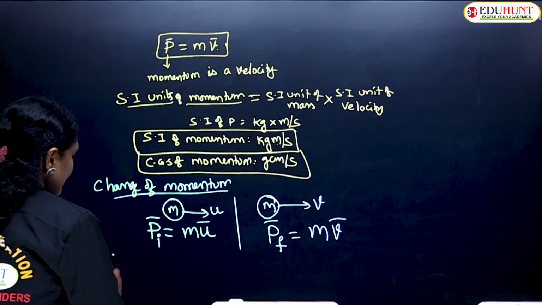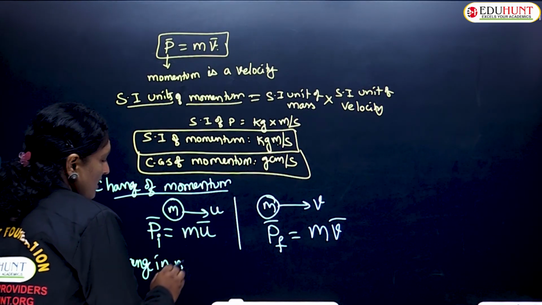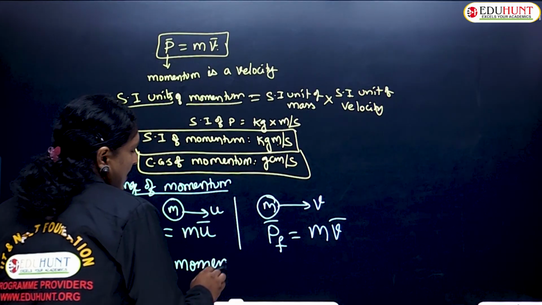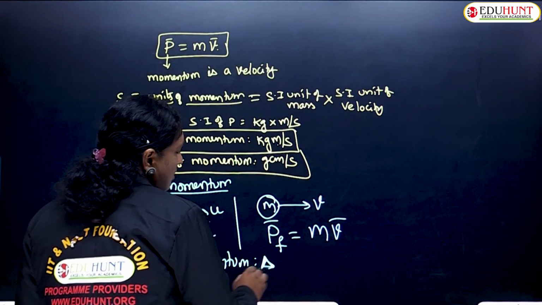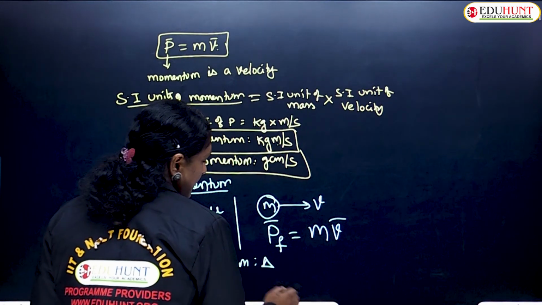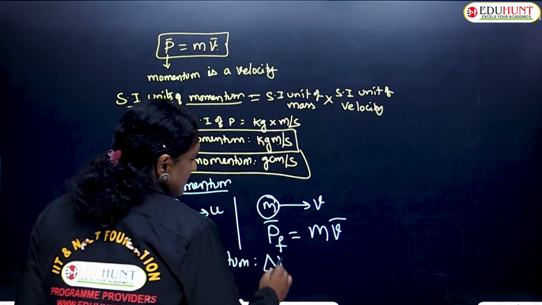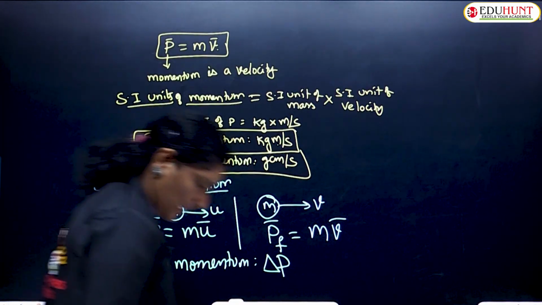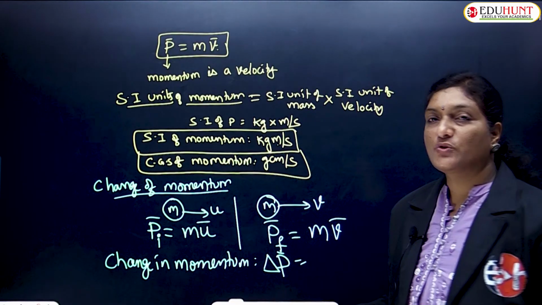Now in order to understand the change in momentum, the symbolic notation is delta. Change is always indicated with the letter delta, like this, children. So change in what? Change in momentum, delta P. So this delta P can be written as change.